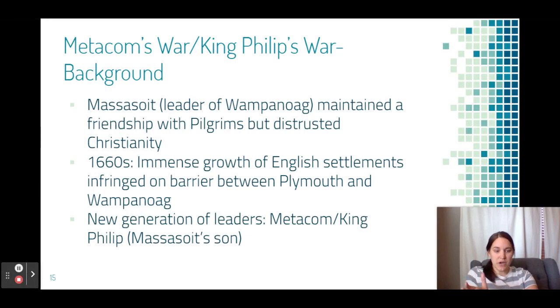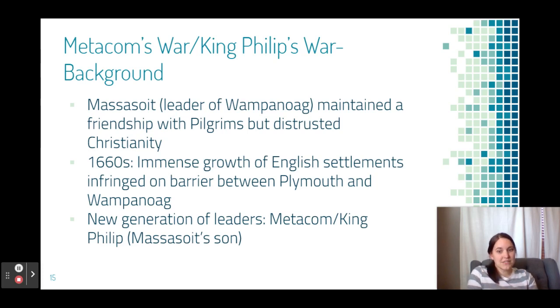So now we'll move on to our second major war in New England, Metacom's War, also known as King Philip's War. So some background on this one is that Massasoit, who was a leader of the Wampanoag, had maintained a solid friendship with the Pilgrims. There were many in the Wampanoags who wanted to retaliate against Puritans and Pilgrims as they continued to take more and more land, or lied about treaties, those types of things. But Massasoit maintained that friendship.